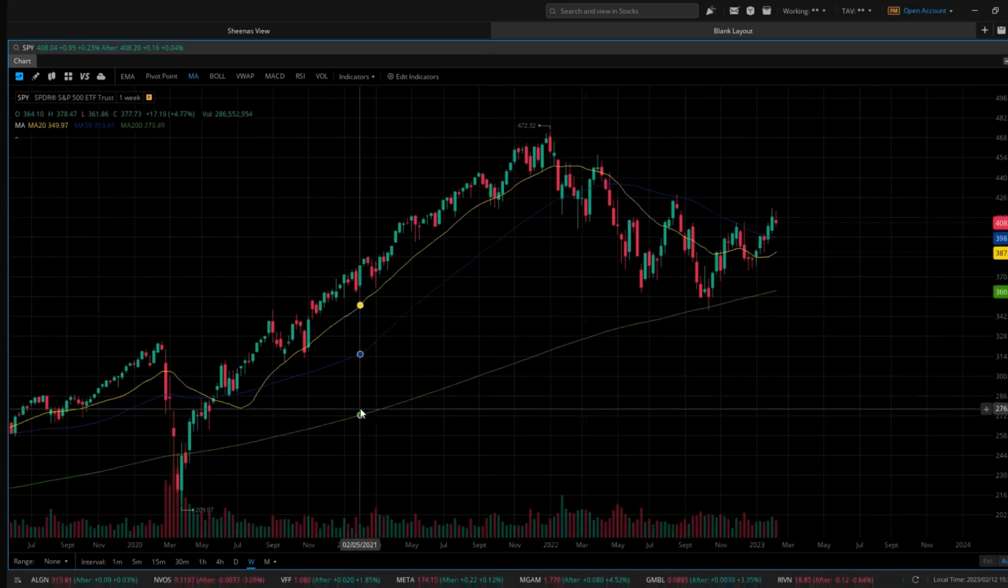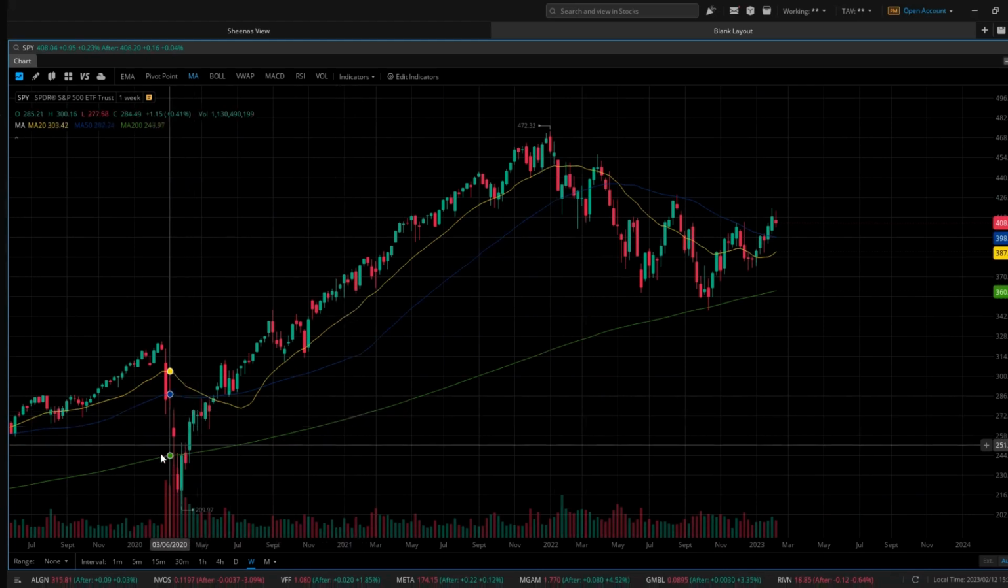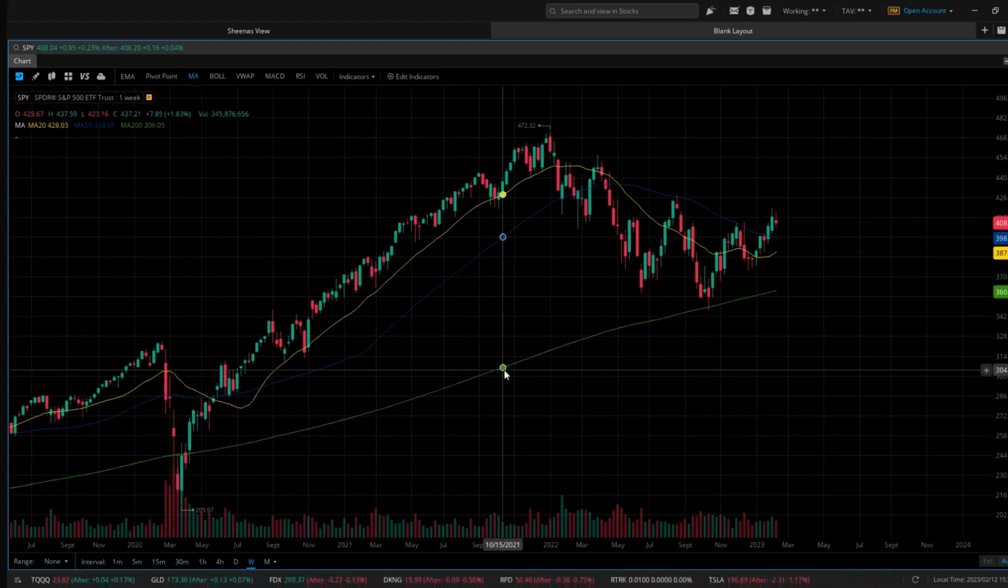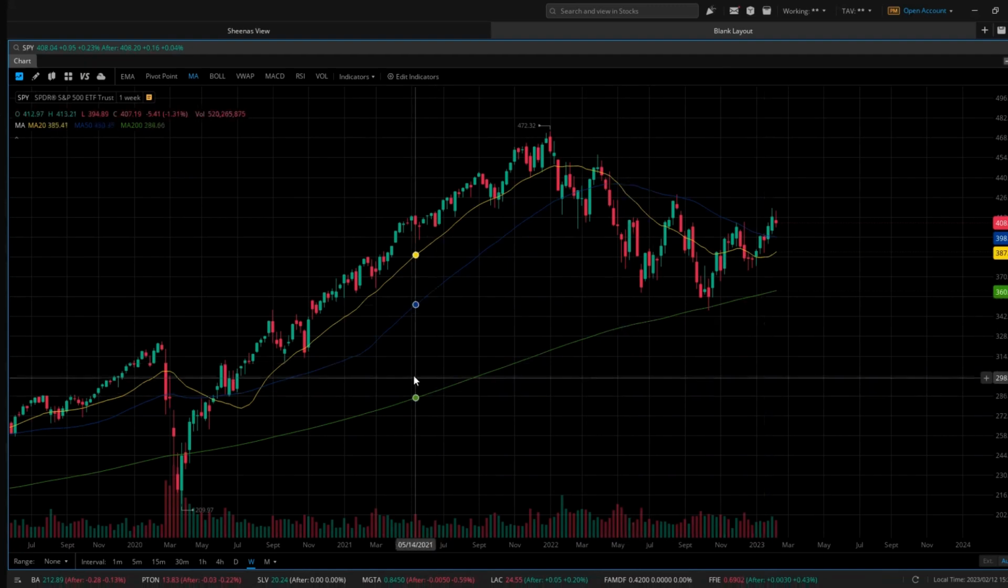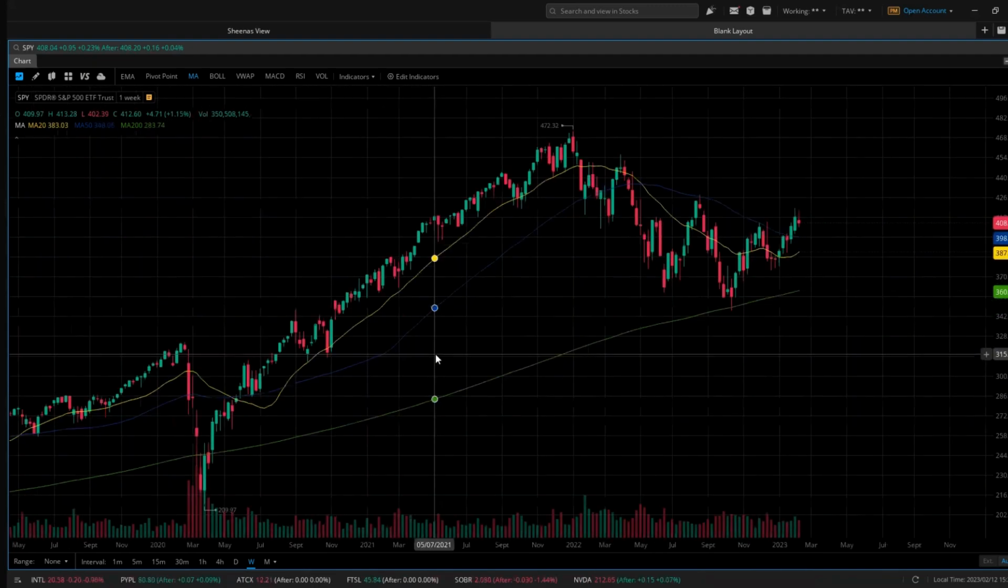And if you're looking to invest longer term, you're going to probably use a 200-day moving average as an indicator or as a way to identify buying and selling opportunities. So let's just take a look and see how this is playing out in the chart.